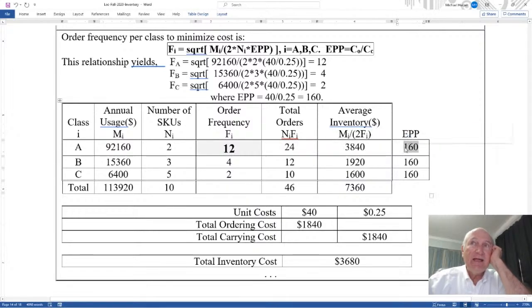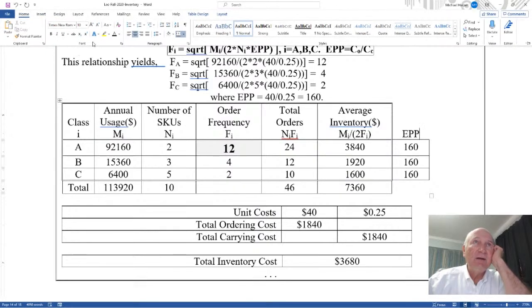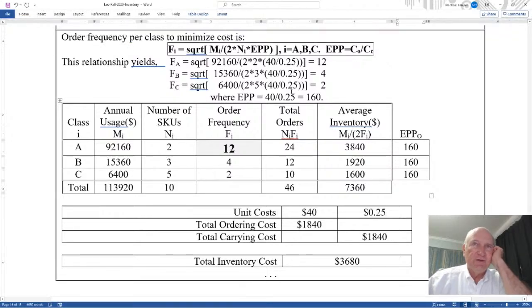Then I can take that EPP. Now, this may or may not be optimal. I'm going to call this an observed EPP. It's an observed average inventory. It's not optimal, it's observed. Actually, let me do this again. Observed. You get the idea.